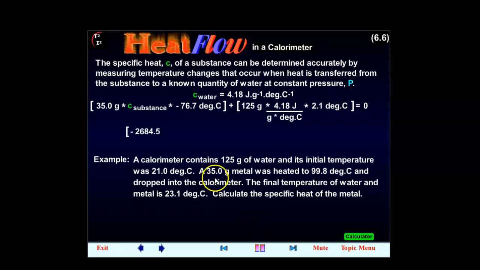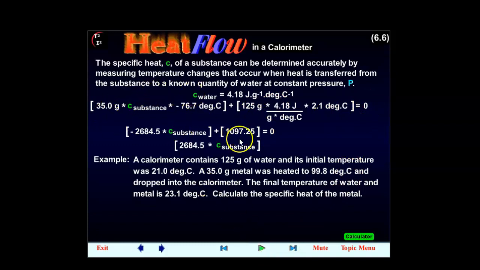Negative 2,684.5 times C of the substance, plus 1,097.25, equals 0. Remember, if you solve this right here, that's what you're going to get. When you solve this, this is what you're going to get, and everything equals 0.